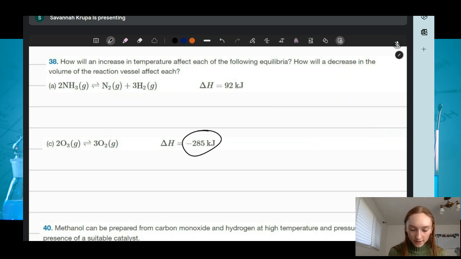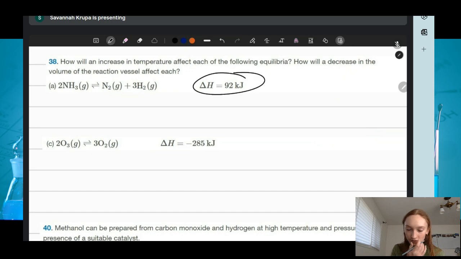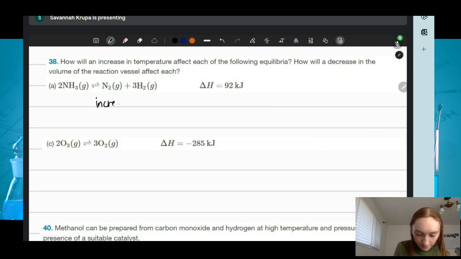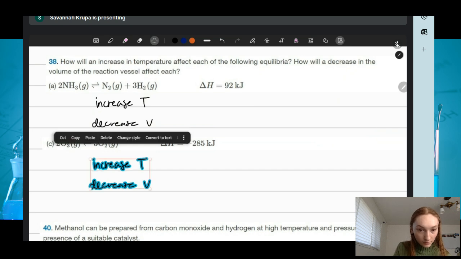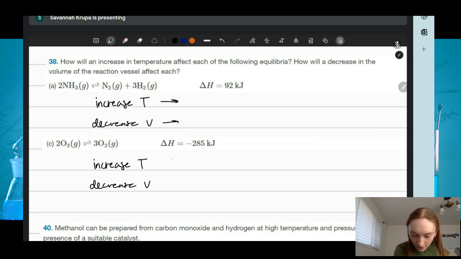Okay, and since the first one is a positive enthalpy, that will change the way that decreasing and increasing the volume and temperature affect what's going to be happening. So let's just get started in answering these questions. When we increase temperature and then decrease volume, I'm going to just pull these down here and get it set up for us to answer.